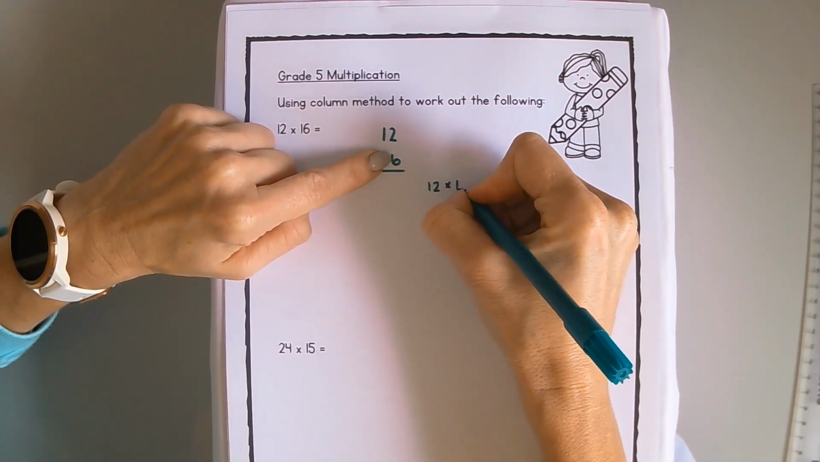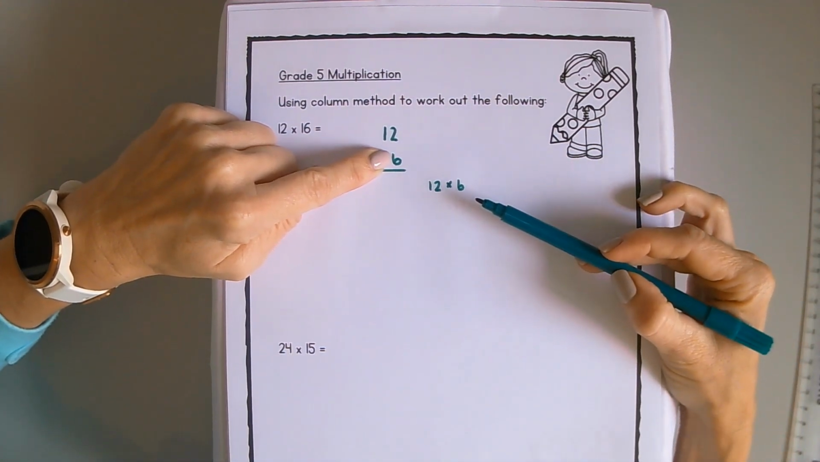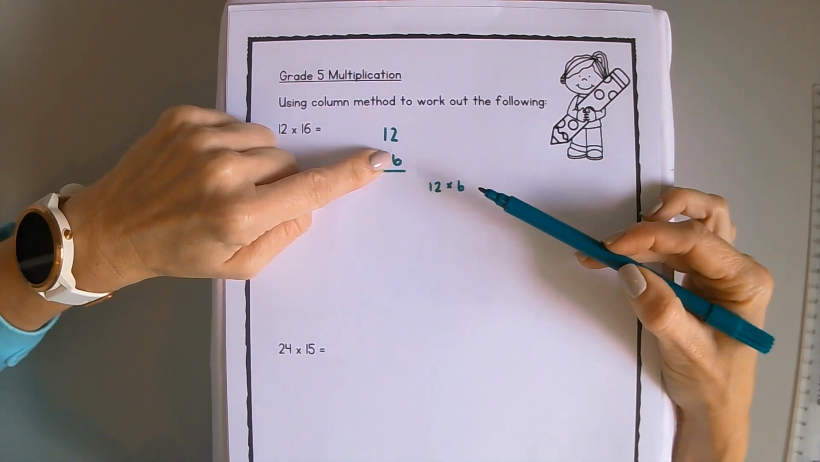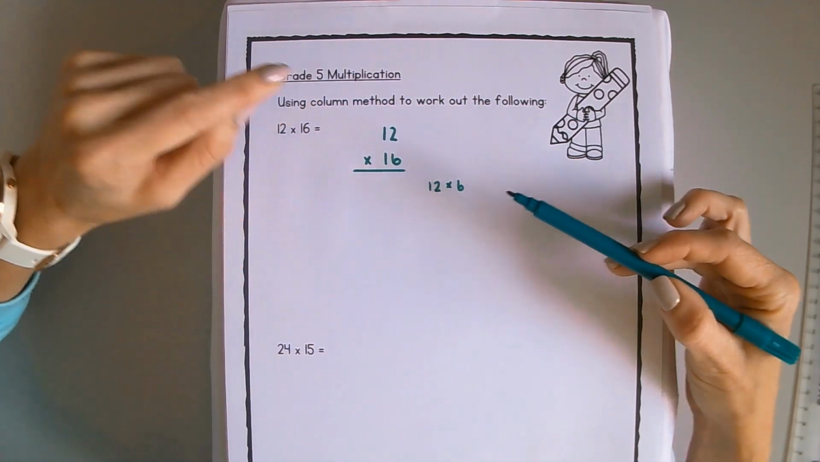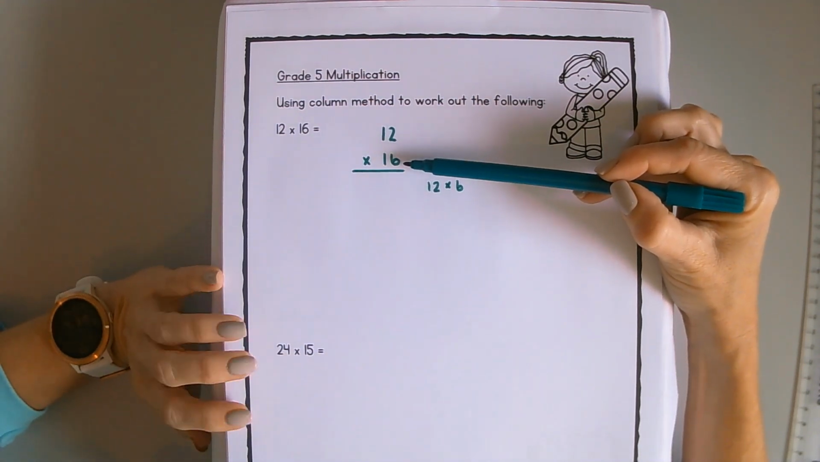12 times 6. You don't have to write this part. When you're doing this on your own later on, you don't have to write 12 times 6. But I'm just doing it so you can see what I'm doing. So we're going to do this part. We're going to do the 6 first, so just ignore the 1 for now.